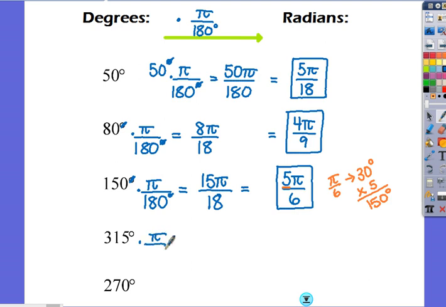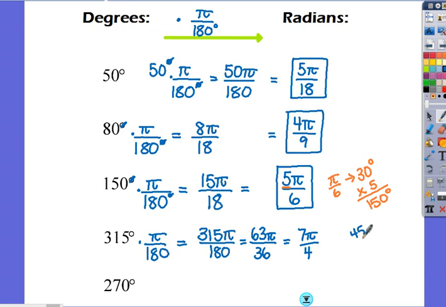Try another one. So we've got 315 pi over 180. I'm pretty sure I can get a 5 out of both of those, right? Okay, I've got 63 pi over 36. Cut those down by 9. Is that going to work? 7 pi over 4. Pi over 4 was our 45-degree angle. 45 times 7. I'm just checking to make sure this makes sense. So I got 315 degrees, which makes sense to me.